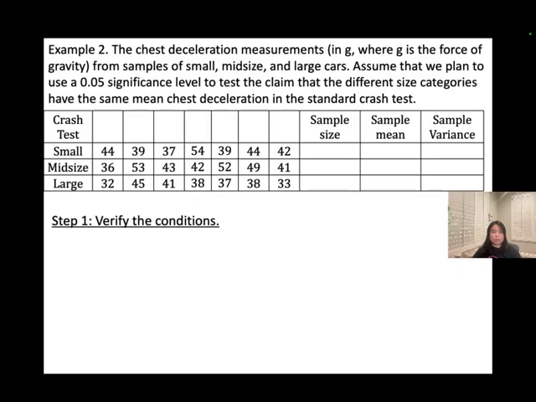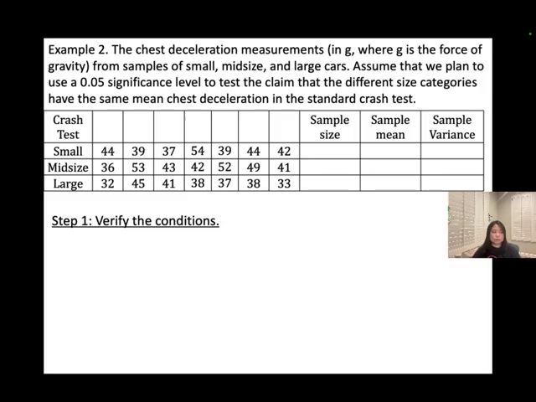Now let's work on example 2 here. The stress deceleration measurements in g, where g is the force of gravity, from samples of small, mid-size, and large cars. Assume that we plan to use a 0.05 significance level to test the claim that the different size categories have the same mean chest deceleration in the standard crash test. First, let's verify the conditions.